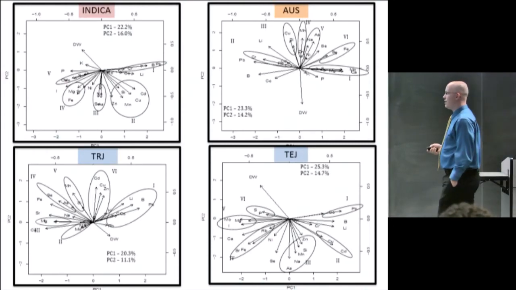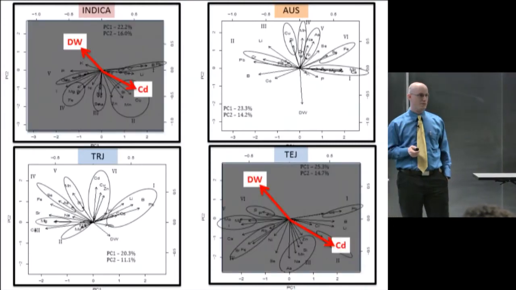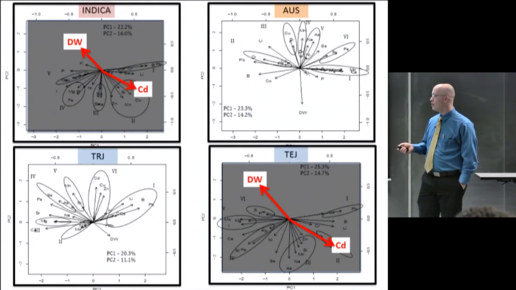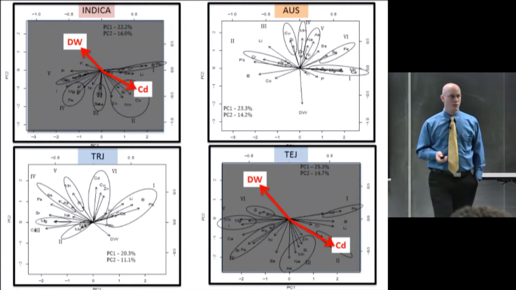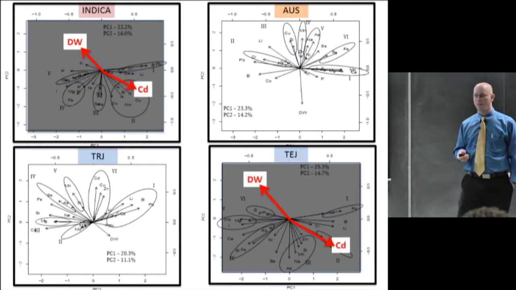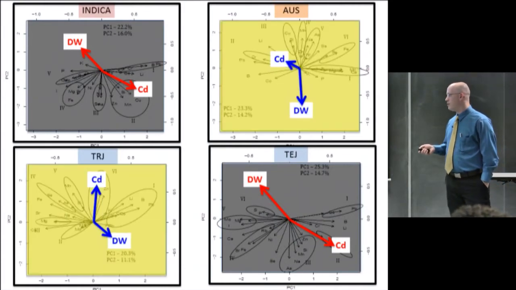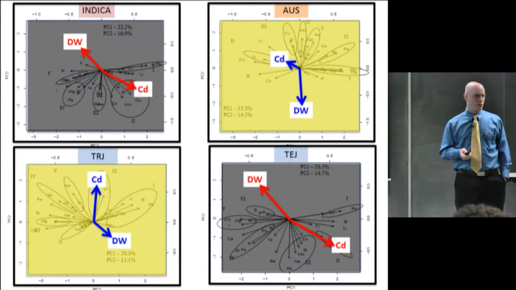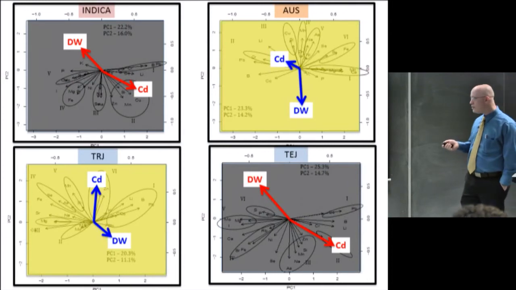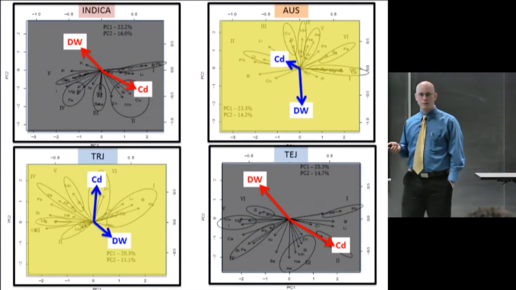Now, this is kind of busy to analyze, so I'm just going to highlight one token example here. Here is biomass dry weight, and here is cadmium. In indica and in temperate japonica, the two are reasonably negatively correlated with one another, okay? In aus and tropical japonica, they're still slightly negatively correlated, but they share a much more perpendicular relationship with one another. So think about this in terms of the Green Revolution, right?